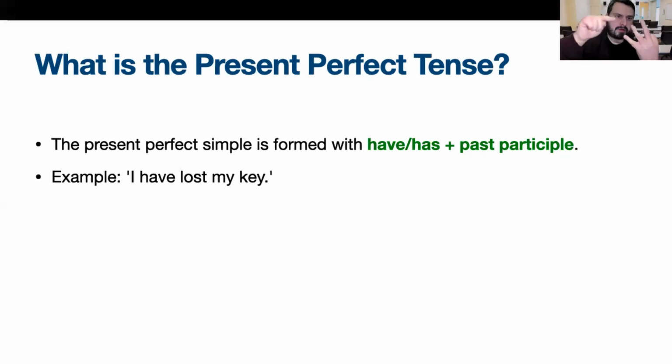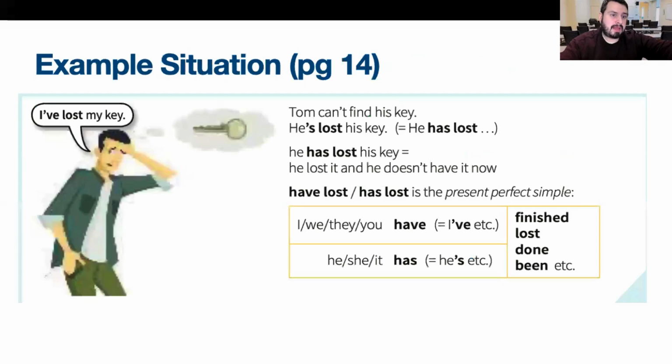Be, was, were, been. See, saw, seen. Do, did, done. This is the third form, and we use them with have or has to make the present perfect. For example, I've lost my key. And that's what Tom has done. He's lost his key. This is the example situation used in the book on page 14. He can't find his key now.